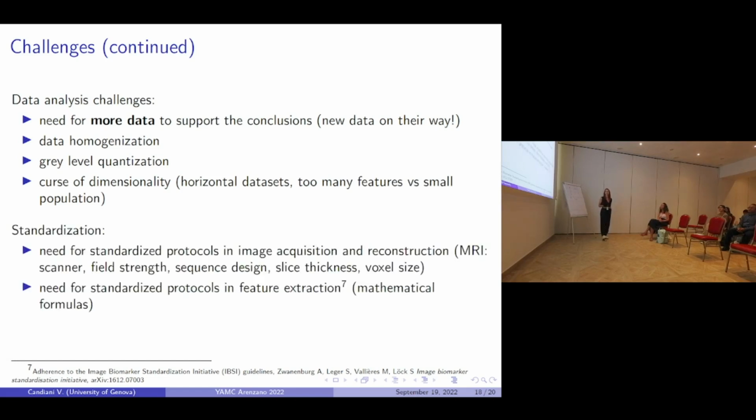And finally, what we talked about already, another problem is standardization, because data should be acquired with the same magnetic resonance scanner, same contrast agent, same technique, same sequence, and so on. And this is something that we should take care of, but that doesn't really depend on us. And then, of course, there is the need for a standardized protocol in image acquisition and in feature extraction. There's some initiative already, but it's not quite there yet.